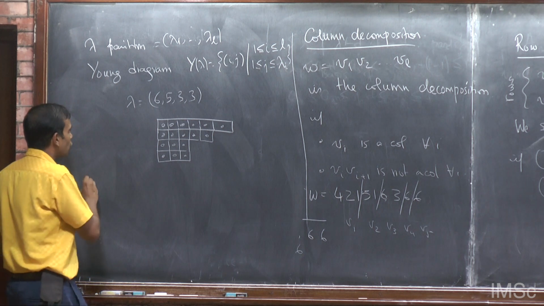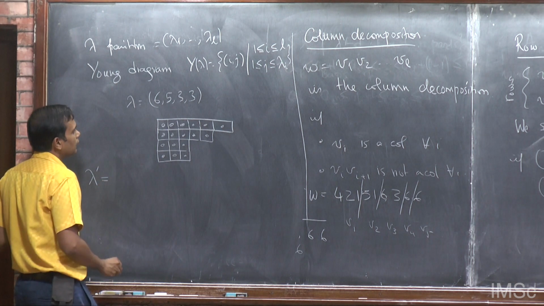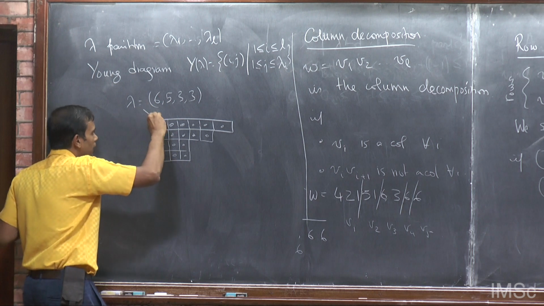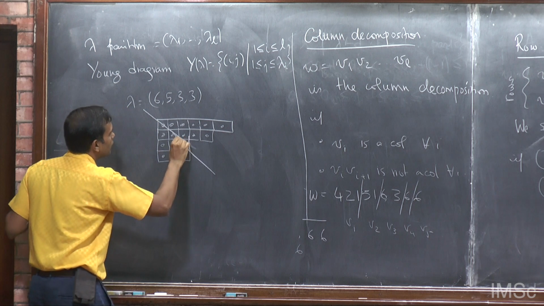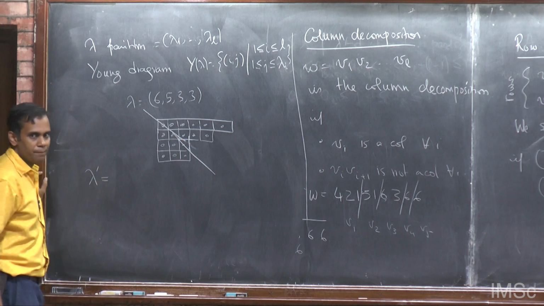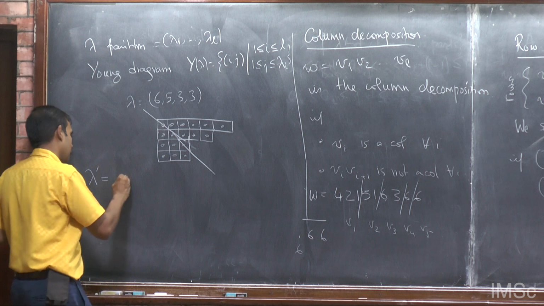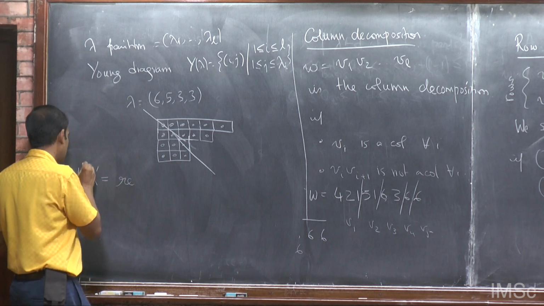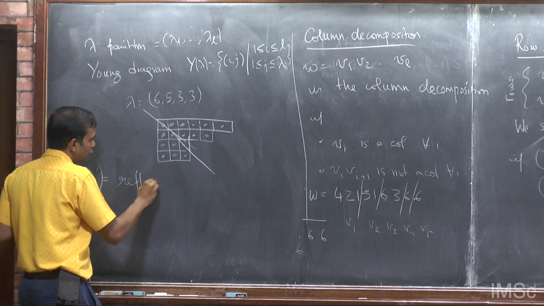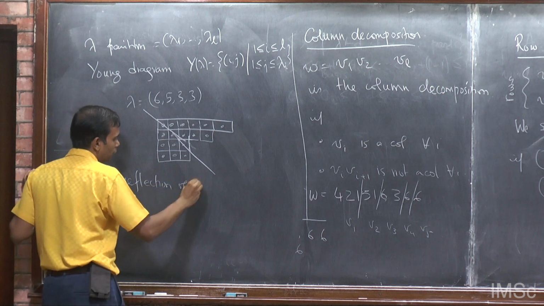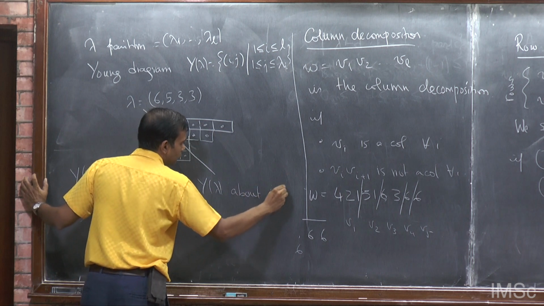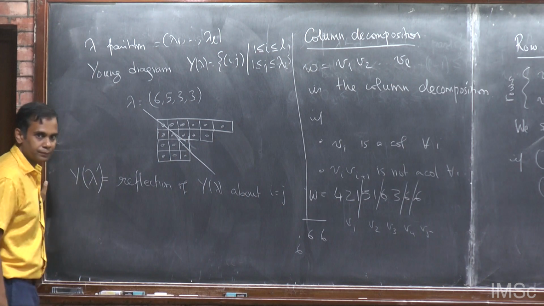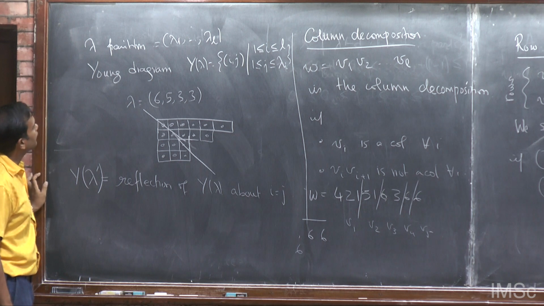And lambda conjugate is the diagram obtained by reflecting this about the line i equals j. So, the Young diagram of lambda prime equals the reflection of the Young diagram of lambda about the line i equals j. So, this is the conjugate of a partition.